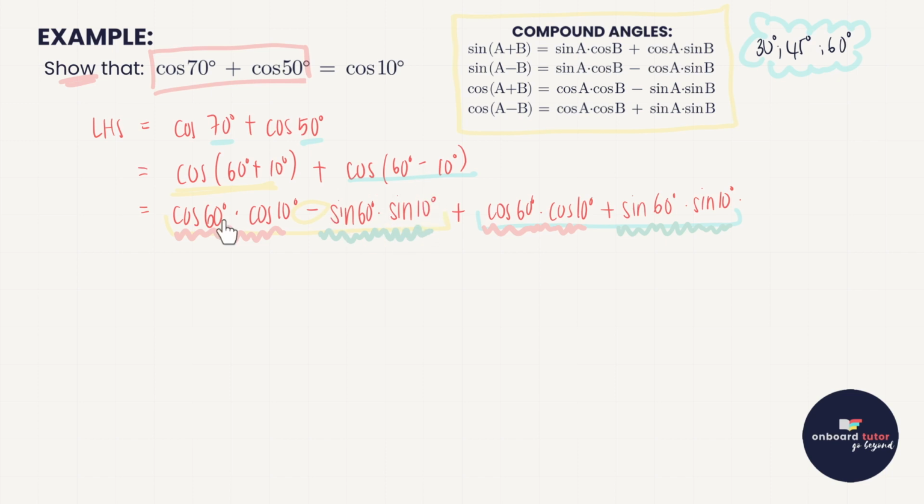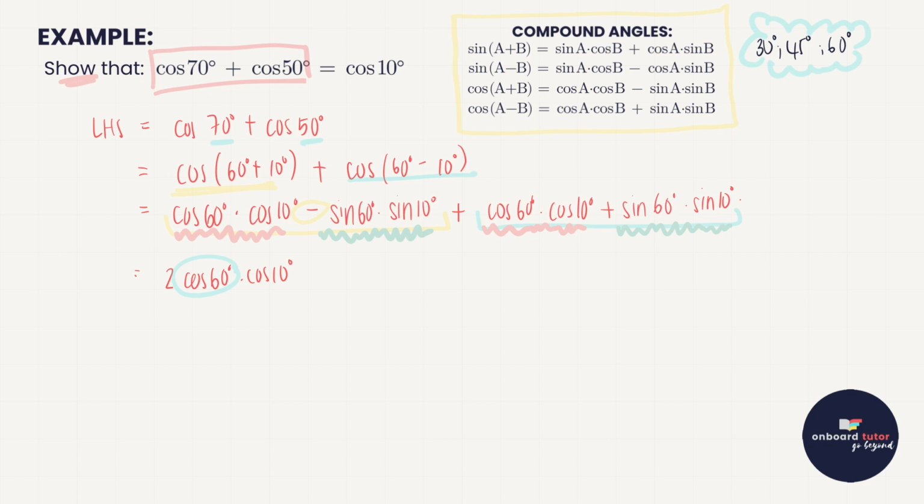Okay, so what we'll see is we've got 2 of these, and then this minus plus is actually going to end up cancelling out. So what are we left with? 2 cos 60 cos 10. And now we need to think about our special angles, because this cos of 60 is going to need to be traded out.